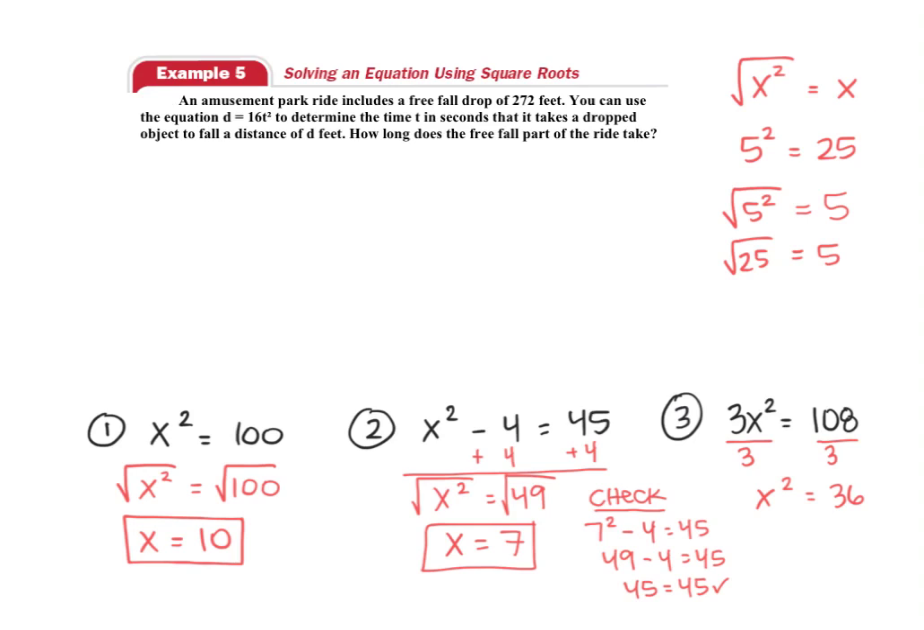And then I don't want x squared, I just want x, so I need to take the square root of each side, because the square root of x squared is x, and the square root of 36 is 6. So my answer is x equals 6.